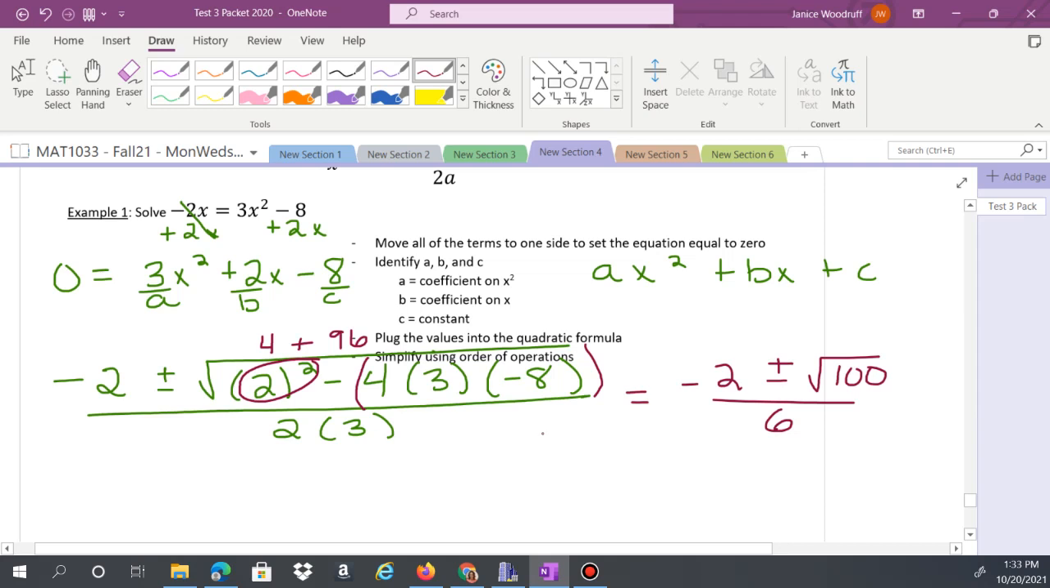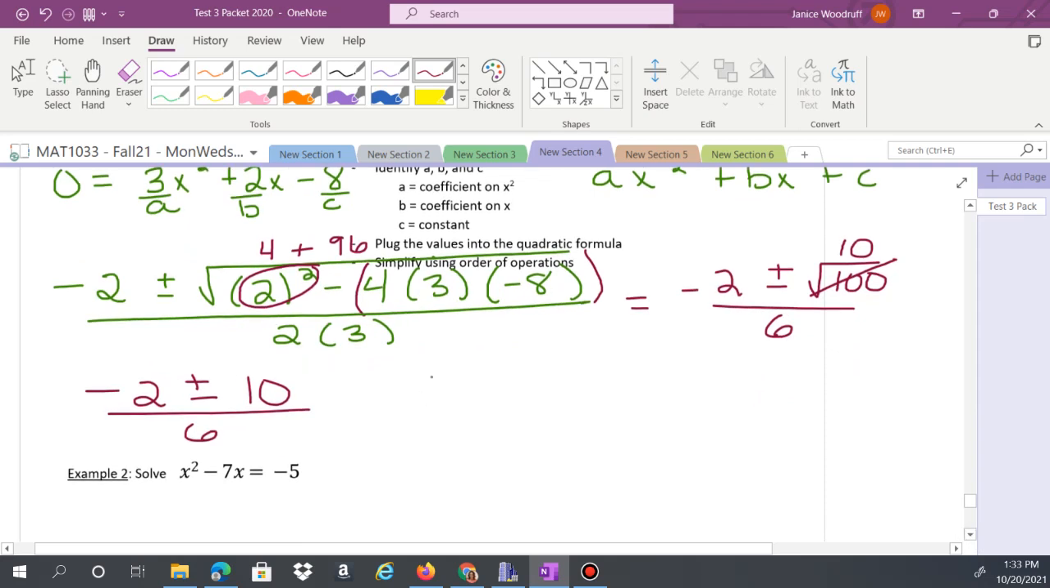Now, you're going to keep working this out until you can't work it out anymore. So in this case, square root of 100 is just 10. So we're going to get solid answers. Sometimes you're done there when you can't simplify the radical. But square root of 100 is 10. So this just gives us negative 2 plus or minus 10 over 6, which we can actually break up: negative 2 plus 10 over 6, negative 2 minus 10 over 6.